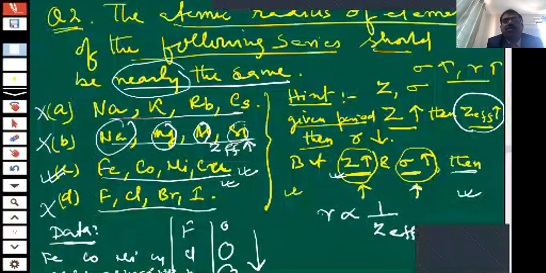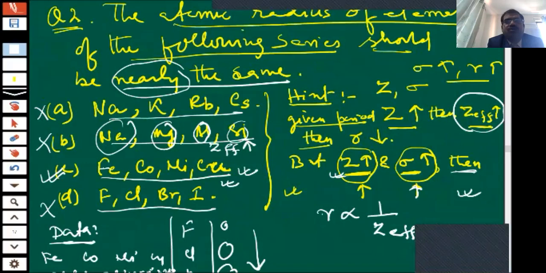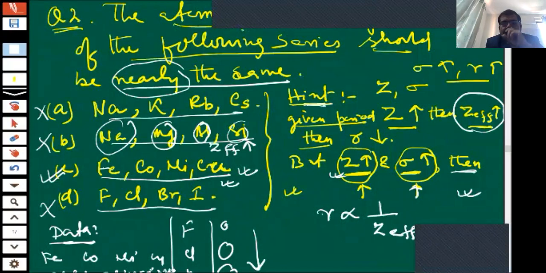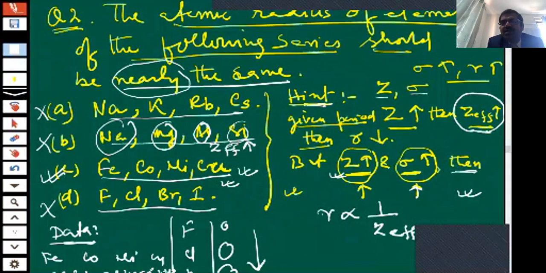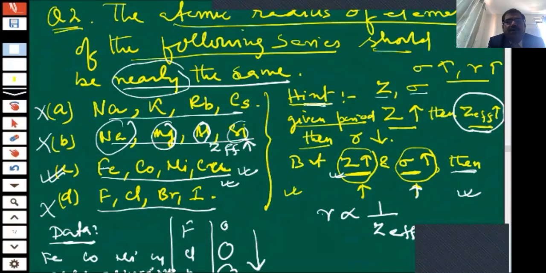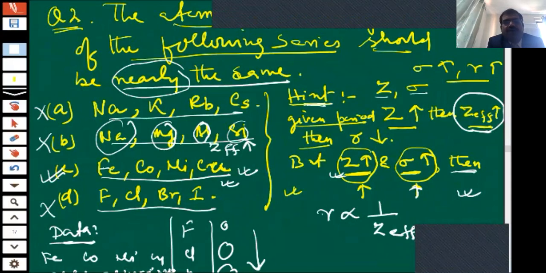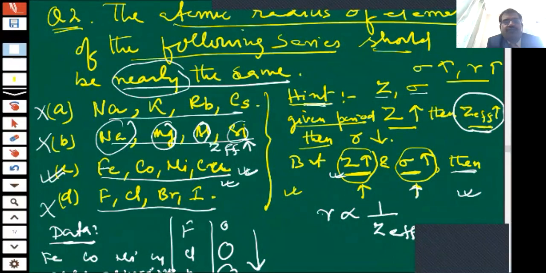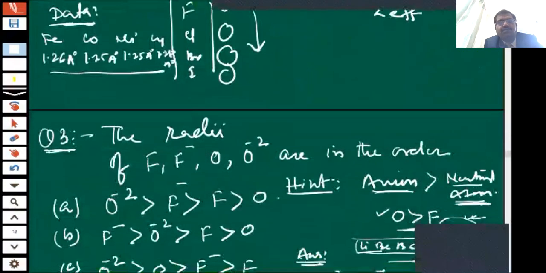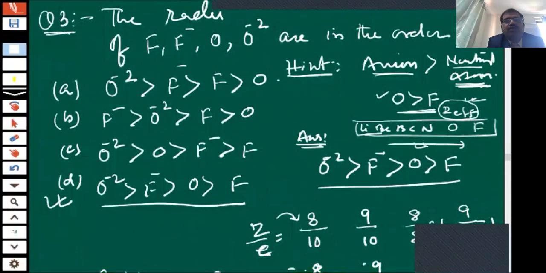The second question was: the atomic radius of elements of the following series should be nearly the same. So this hint I gave you. These are the factors on which atomic radius depends, and how they affect and how they work out, everything we have discussed. So this one is the correct option. Next is question 3. This type of problem will come, children, during examination time, your competitive part.